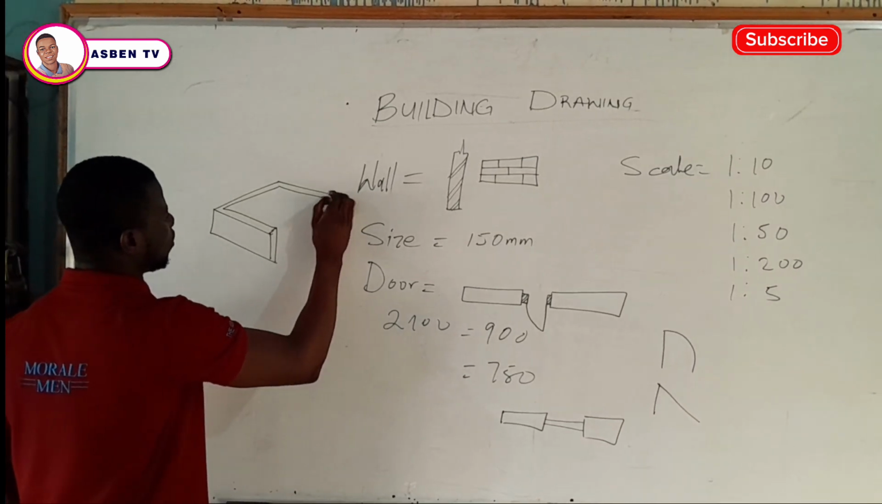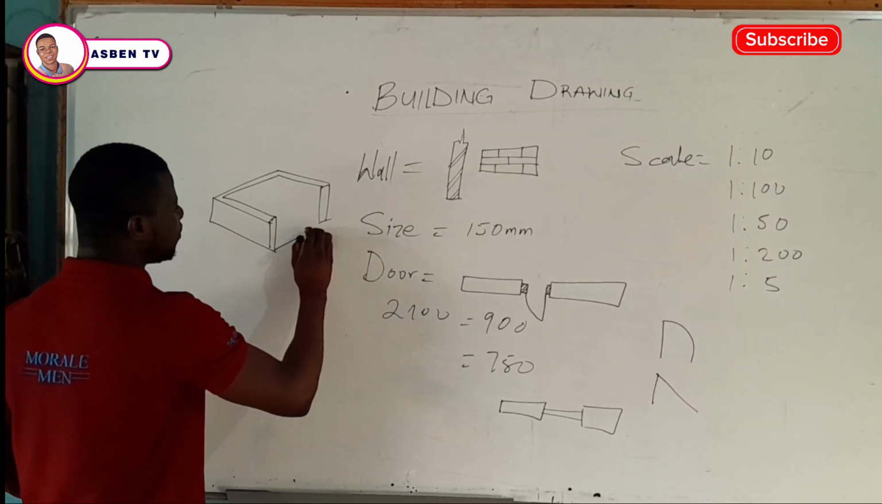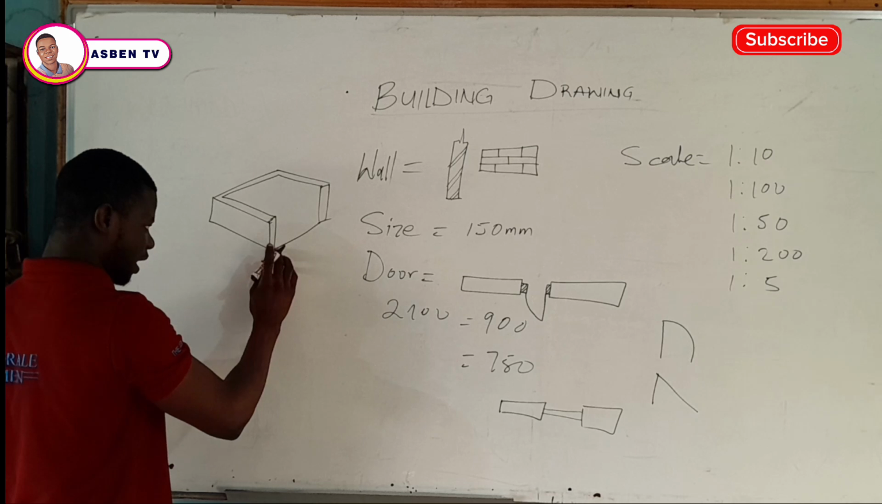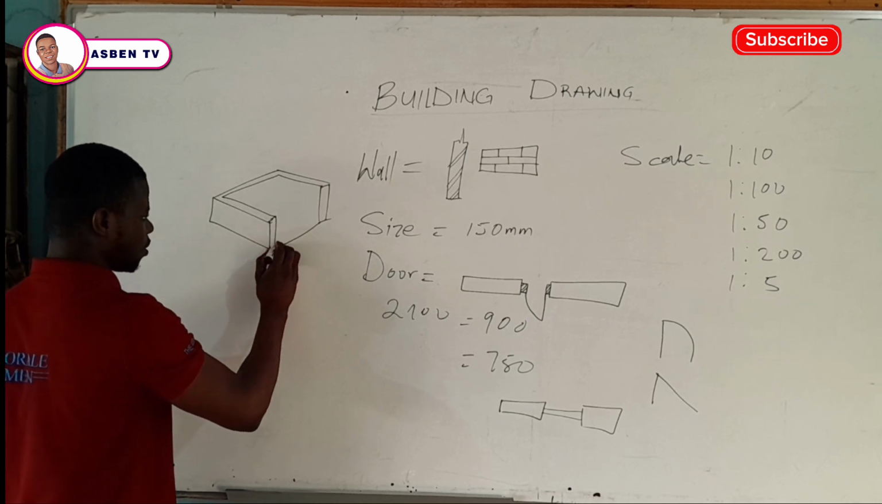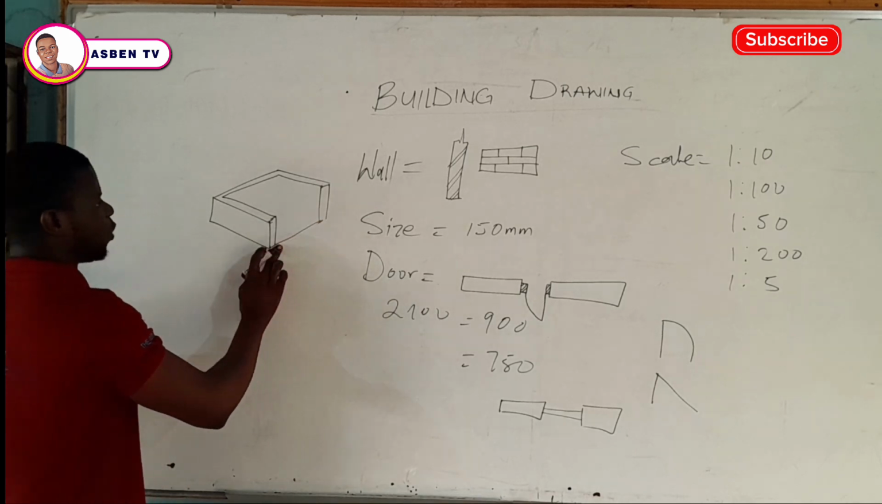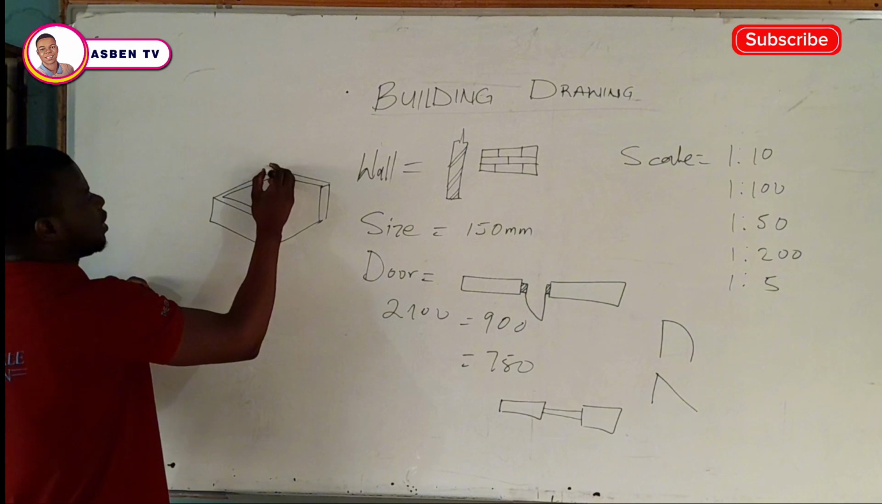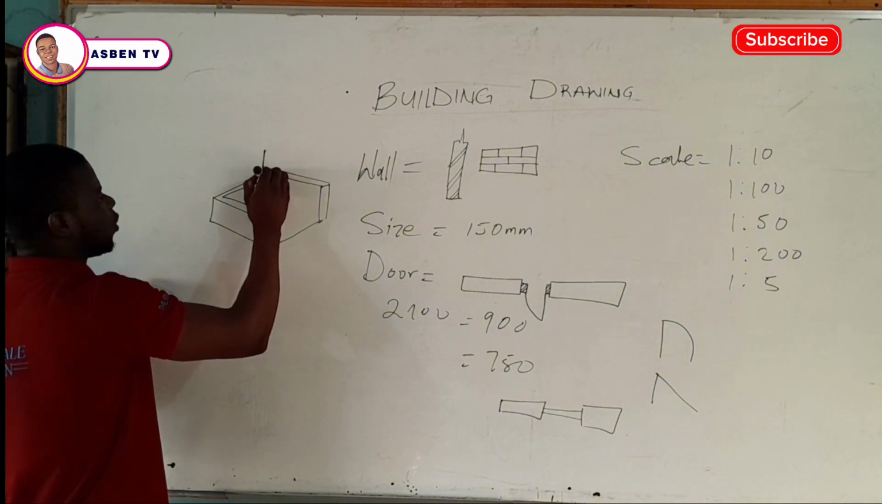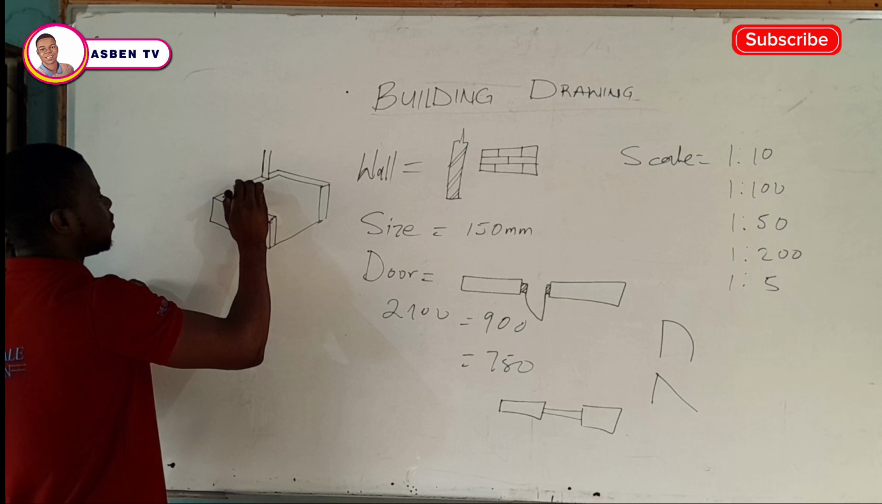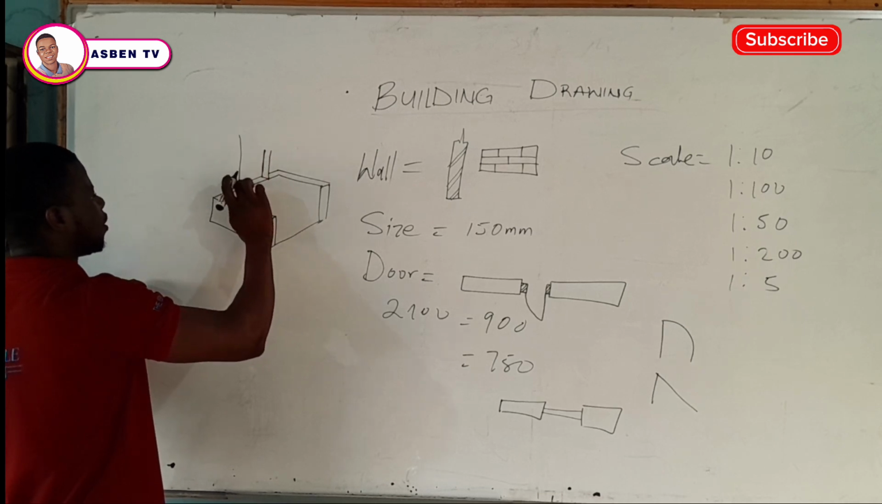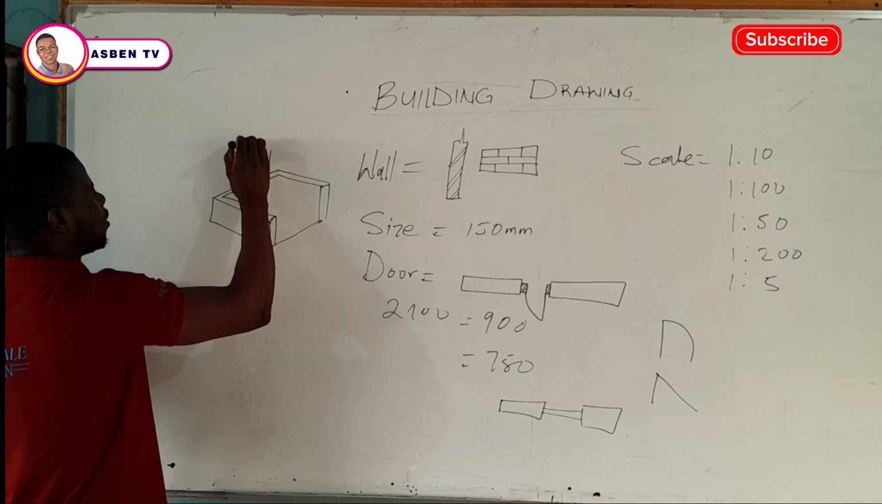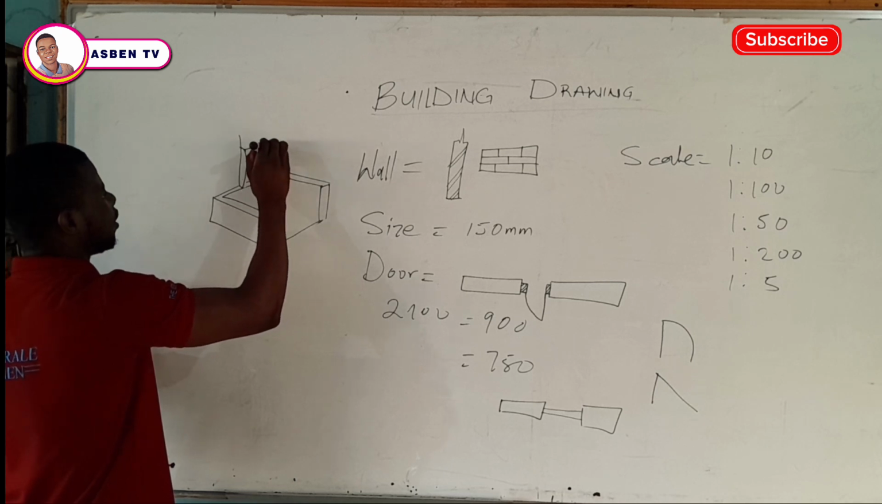Imagine this is our wall, and we want to place a window here, and a window at this side. Definitely, there will be a door and window frame here. There will be a window frame at this point. There will be a window frame here.